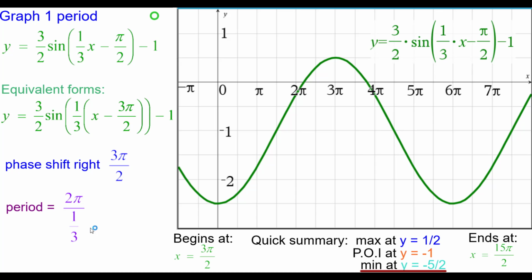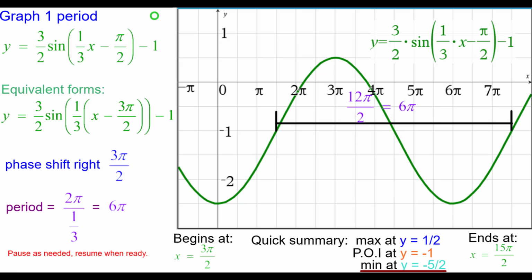The period, remember, is affected inversely by this 1/3. So when I take 2 pi and multiply it by 3, I get 6 pi. And that is the period where it starts at this point of inflection and ends at this point of inflection.